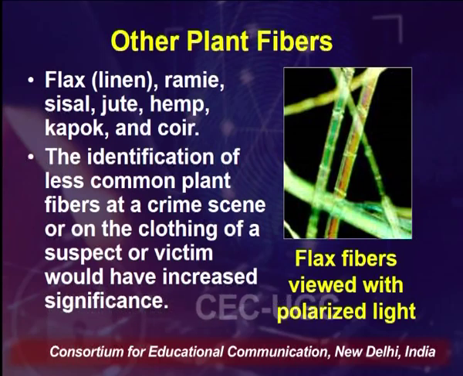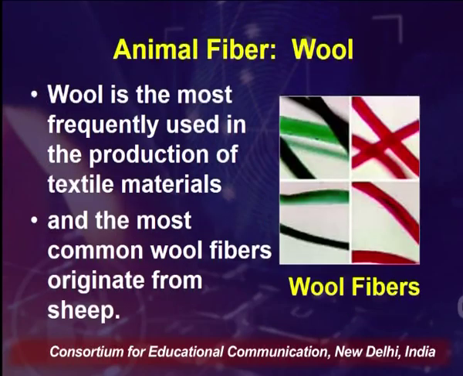After plant fibers, we go into the animal fibers. Wool is the most frequently used in the production of textile materials. The most common wool fibers originate from the sheep. That is how a wool fiber looks under a microscope.